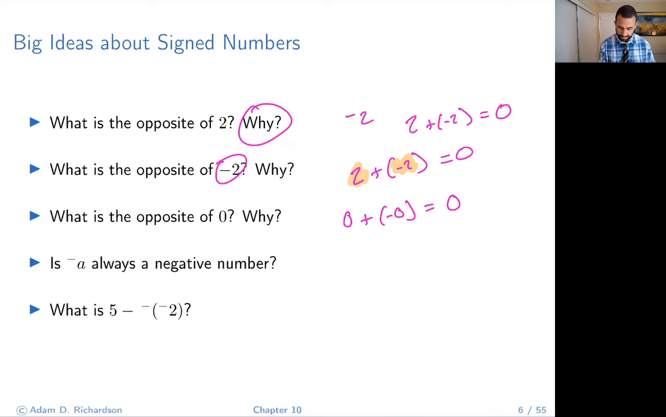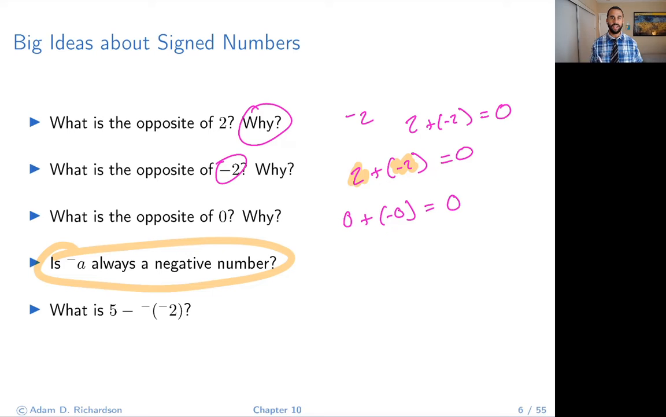Now, this is a big question right here. This is a good one. Is the opposite of A always a negative number? What did you think? The answer is no. Because opposites don't have to be negative, and this is actually one of the confusing aspects of teaching these numbers to children, because you have to be careful when you're saying negative and positive and opposite and inverse, because they can get confused.